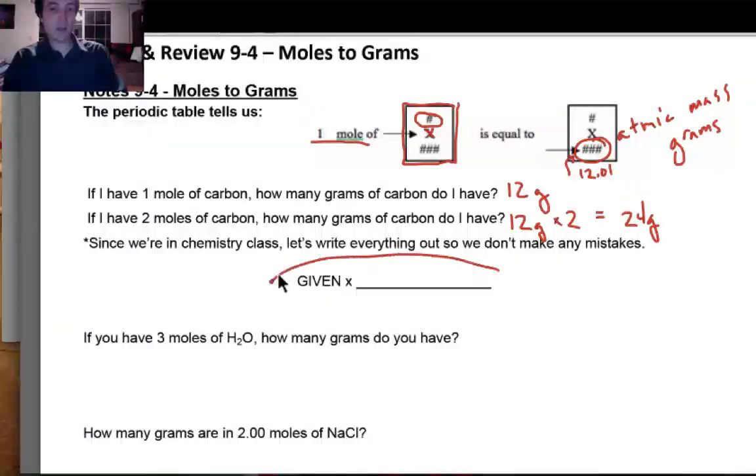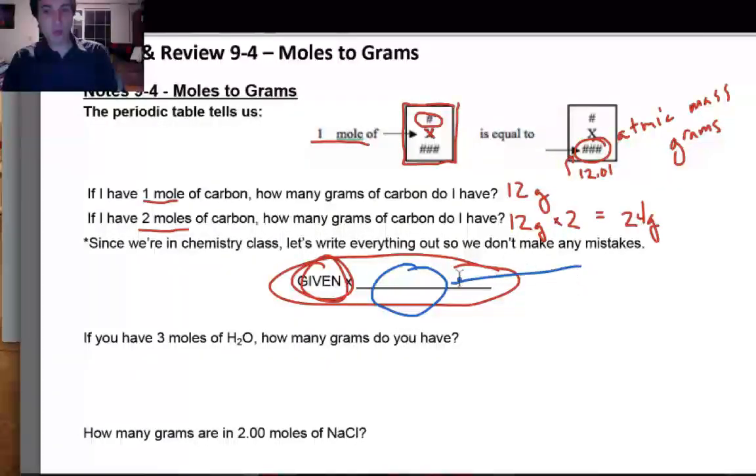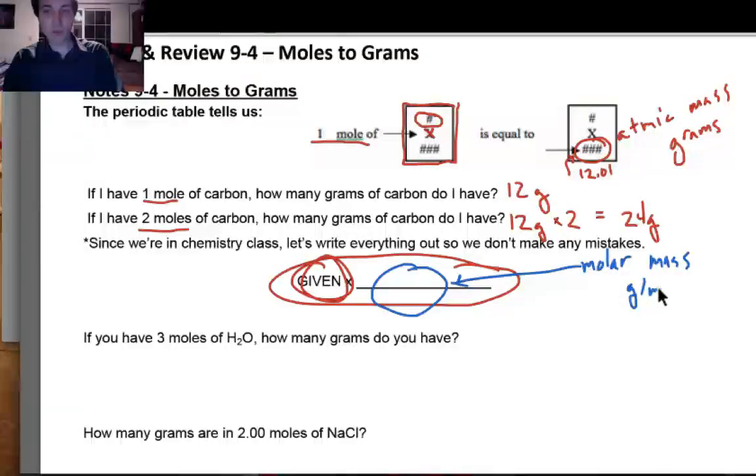That means we need to get back to writing out our dimensional analysis problems, which means you take the given value, which in the previous problems, 1 mole and 2 moles, would be our given values. And then conversion-wise, above and below the line, this is where your molar mass is going to be plugged in. Molar mass we talked about in the last video, 9-3. Remember, the units are always grams per mole. So when you take the value from the periodic table, carbon for instance, its molar mass is equal to 12 grams per mole.